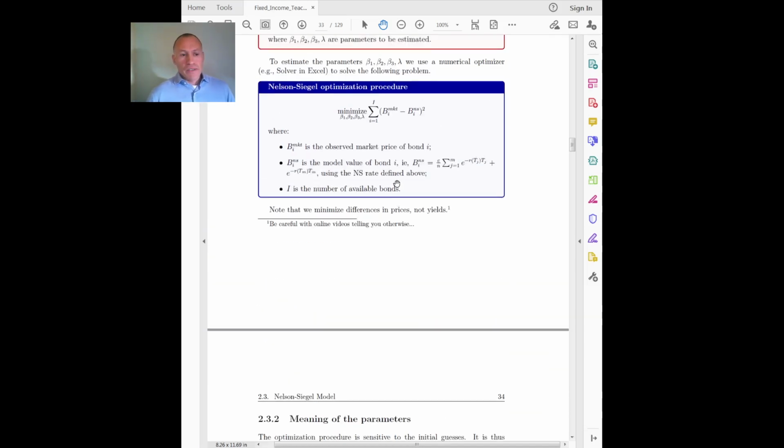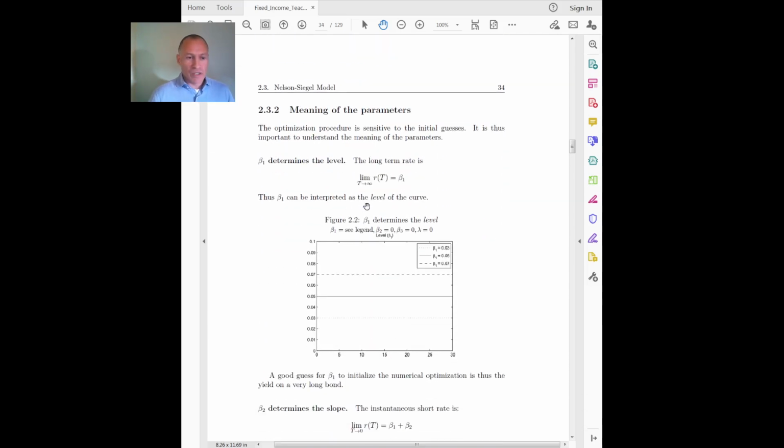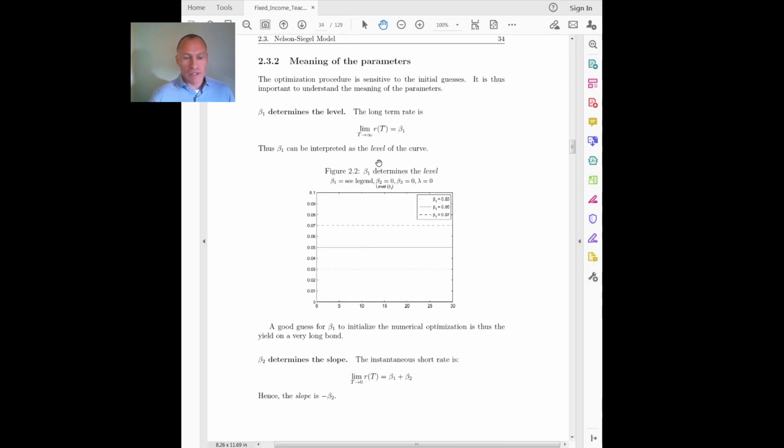Okay, this is an optimization in 4 dimensions, and if you have done this before, you know that the final outcome is very sensitive to the initial guesses of the parameters, meaning that we should start with reasonable guesses for these betas to end up with good estimates. So that means that we have to understand what these parameters are doing. So what is the meaning of each of these parameters?